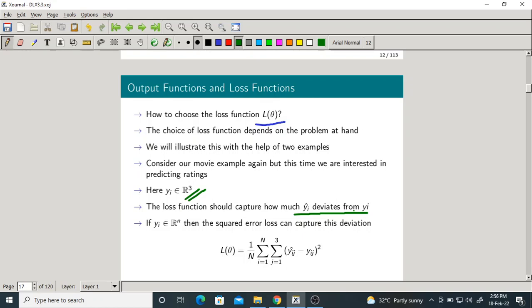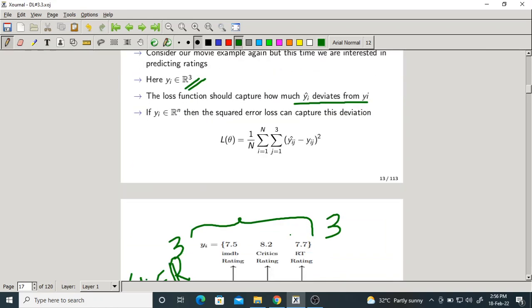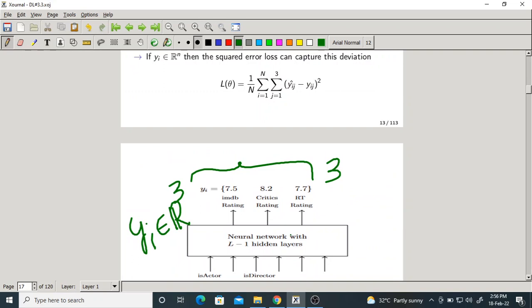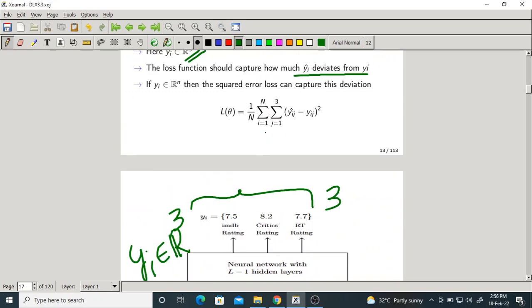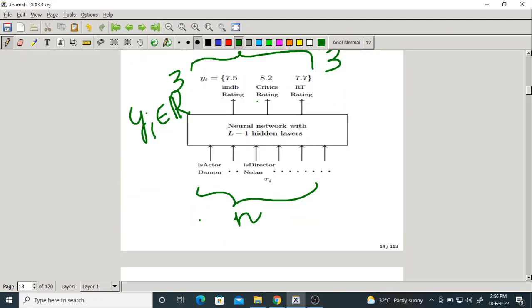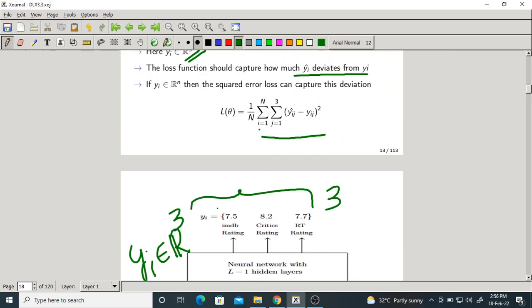Okay. Now what is the loss function? How do we calculate it? It is the sum of the squares of the errors, where i equals 1 to n. Here i equals 1 to n means n input vectors, and j equals 1 to 3 means the output has only 3 values. You have to predict these 3 values, so for that we take the sum of the squares. You will get the loss function.